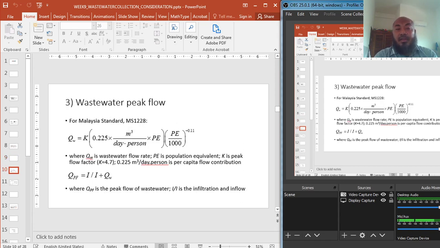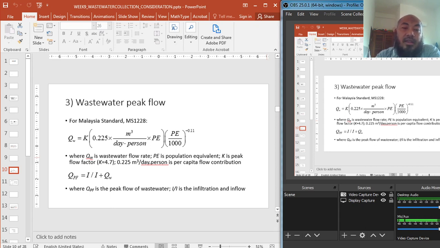Okay, this is the wastewater peak flow. To calculate the wastewater peak flow, we use the Malaysian standard MS 1228. It states that QW, the wastewater flow rate, is equal to K multiplied with 0.225 multiplied with PE multiplied with P divided by 1000 exponential minus 0.11. So this is the equation that we can apply to calculate the wastewater flow rate.